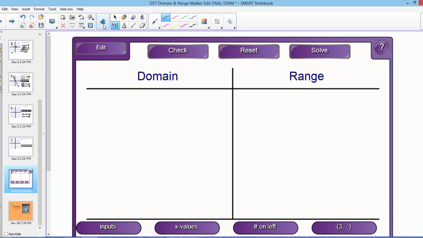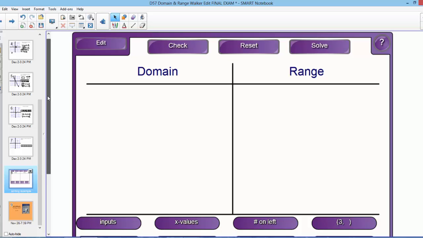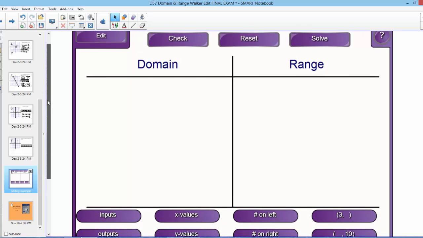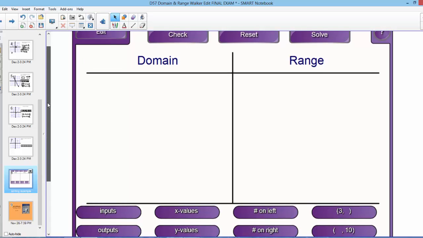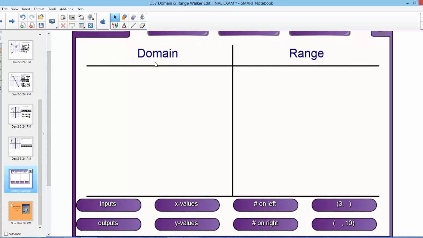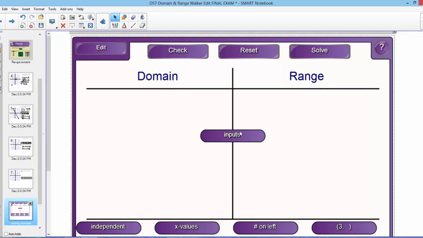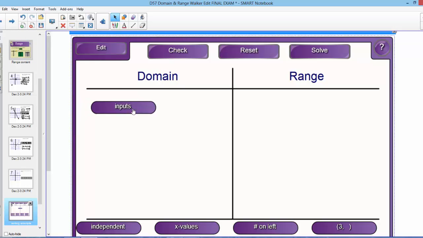Moving on, we're going to go to your notes section on domain and range, and we are going to put in what each word represents. Is it the domain or is it the range? So, inputs. As we learned from the earlier slides, the domain contains the numbers called the inputs. So, inputs underneath domain, and we can check it, and it's good.